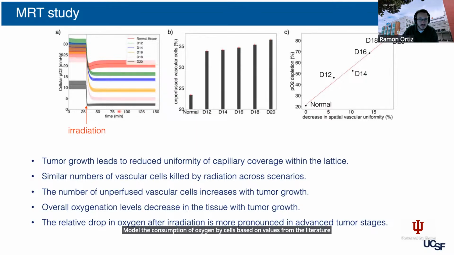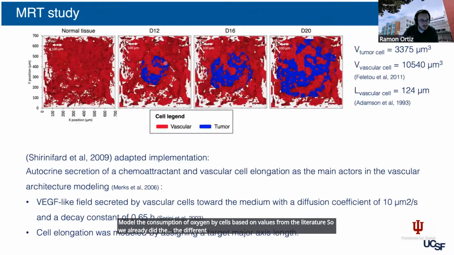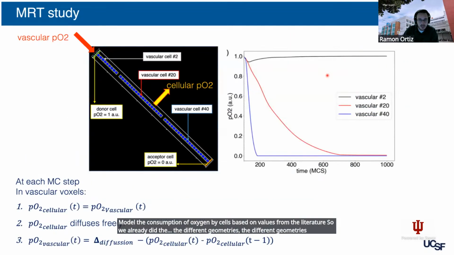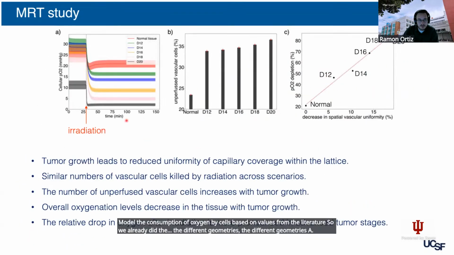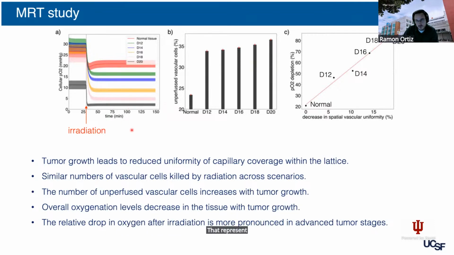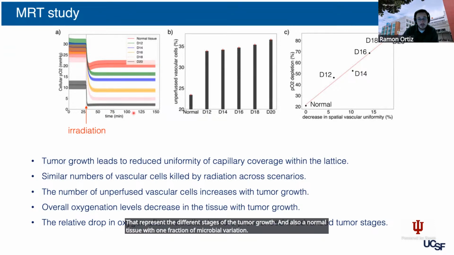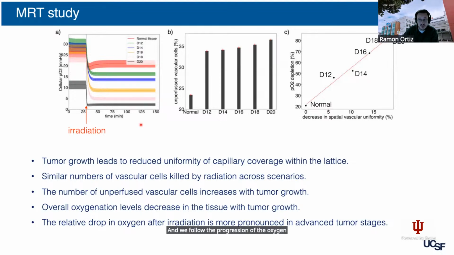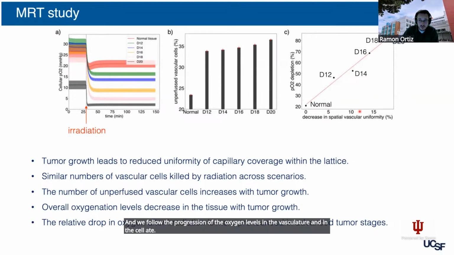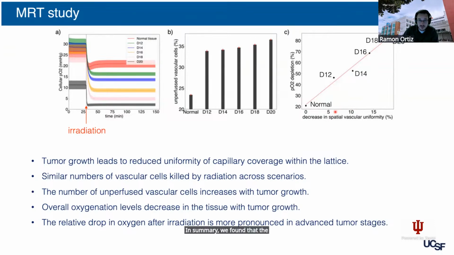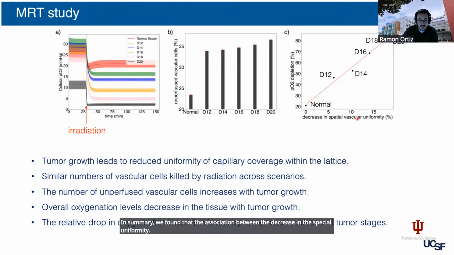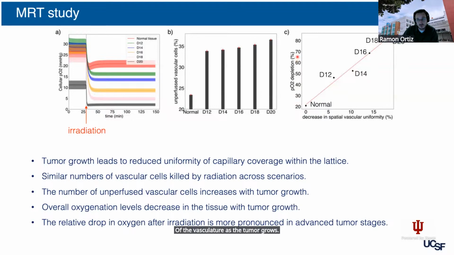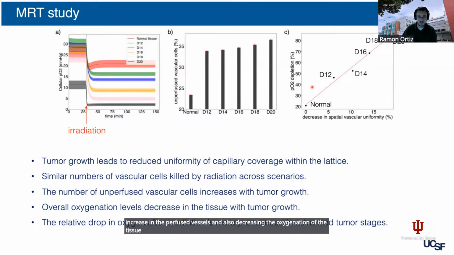So we irradiated the different geometries that represent the different stages of the tumor growth, and also the normal tissue, with one fraction of microbeam radiation. And we followed the progression of the oxygen levels in the vasculature and in the cell lattice. In summary, we found an association between the decrease in the spatial uniformity of the vasculature as the tumor grows, and a decrease in the perfusion, a decrease in the perfused vessels, and also a decrease in the oxygenation of the tissue after microbeam irradiation.